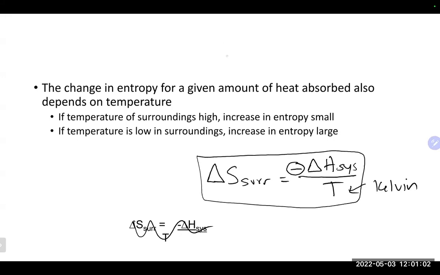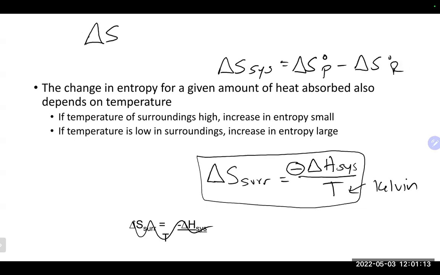Taking this along with our delta S of the system or reaction that we just did, delta S of our products minus the delta S of our reactants, that will once again allow you to calculate the delta S of the universe, which would be our delta S of the system plus the delta S of our surroundings.